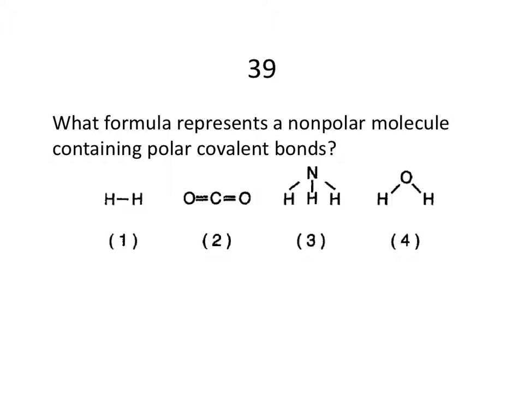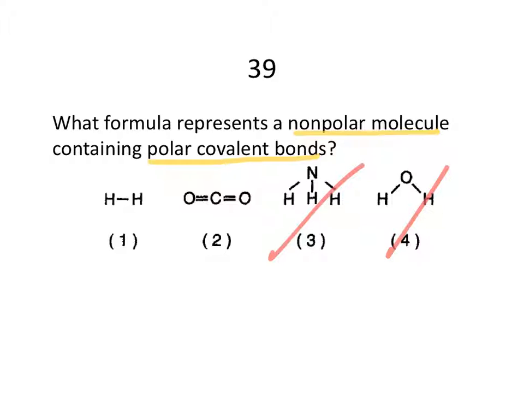So in this problem, we are looking at a nonpolar molecule that contains a polar covalent bond. So first of all, we're going to eliminate anything that is not a nonpolar molecule. Now, a nonpolar molecule is a symmetrical molecule. That means that when you divide it in half, both sides will look the same. So let's take a look. Is number 1 symmetrical? Yes. Number 2 symmetrical? Yes. Number 3 symmetrical? No. So number 3 is not it. Number 4 symmetrical? No. So between 1 and 2, both of them are nonpolar molecules.